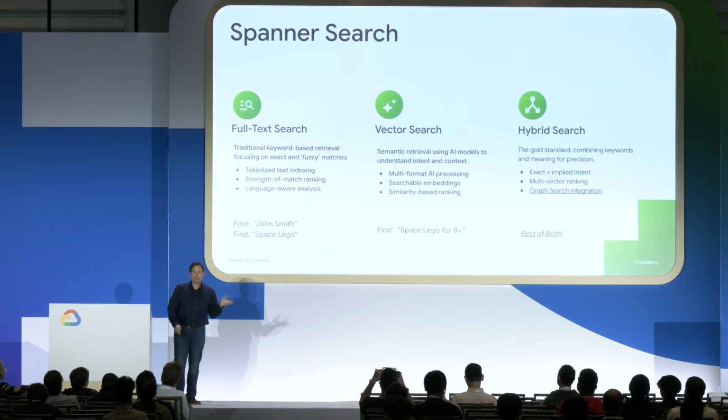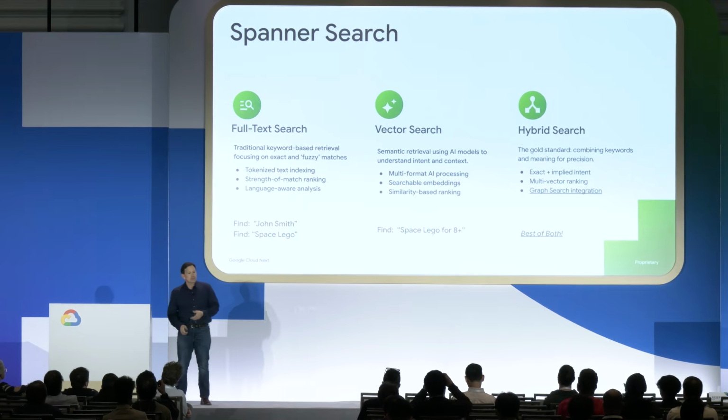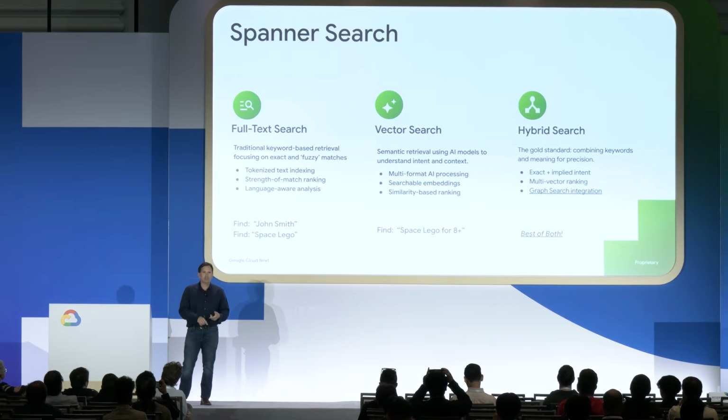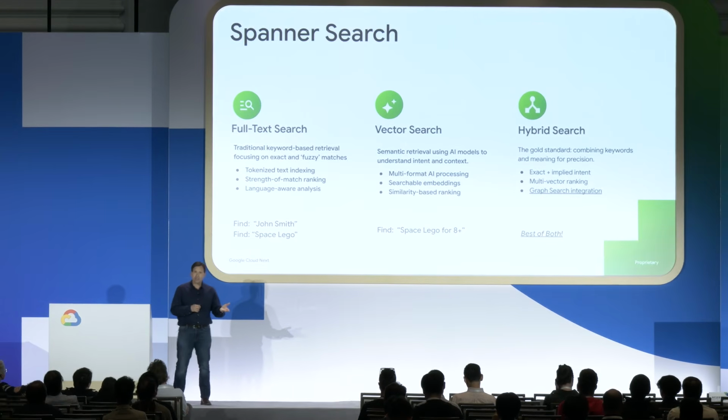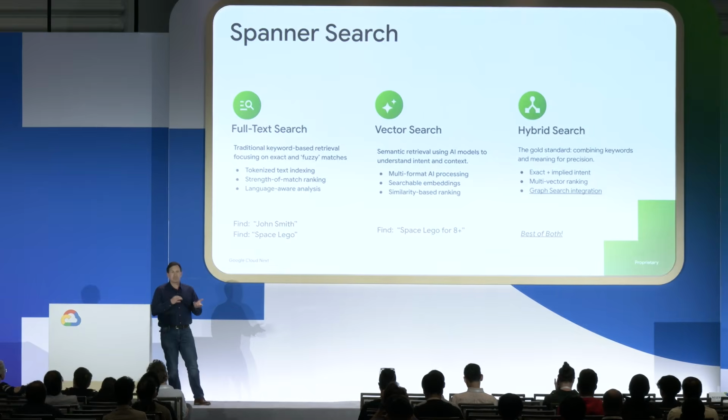So these are the features of Spanner search. Full text search is the keyword search where you're going to search for words or combinations of words. And you want to use fuzzy search as well to find spelling variants or maybe synonyms that would match.